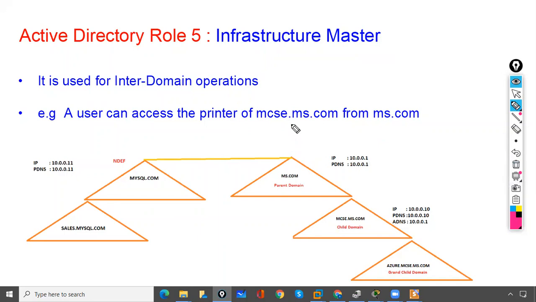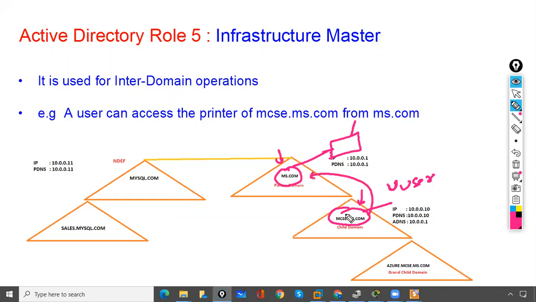Okay, let us try to understand. So this ms.com is having one printer. Okay, it is in this domain, it is having one printer, and user from mcsc.ms.com, m user, wants to print some documents. Okay, so he is in a different domain. He is in mcsc.ms.com and the printer is in a different domain. The printer is in ms.com. So he wants to print it. So he can print it.